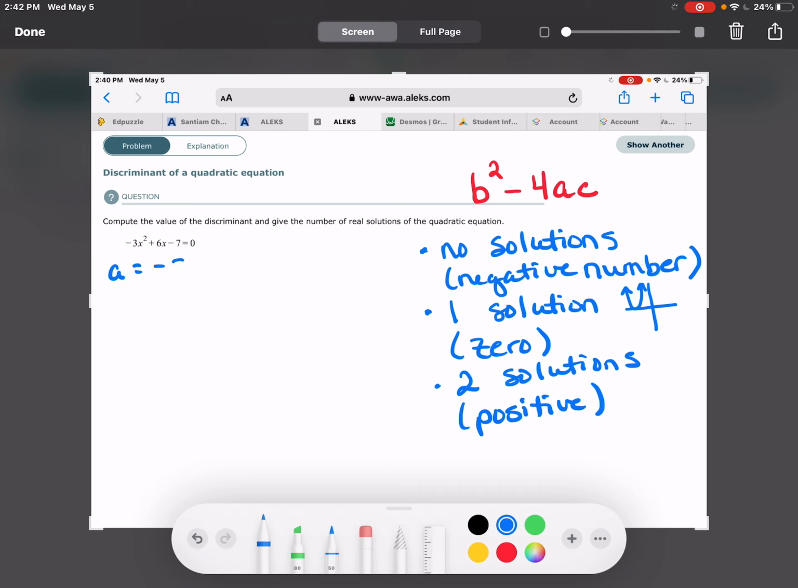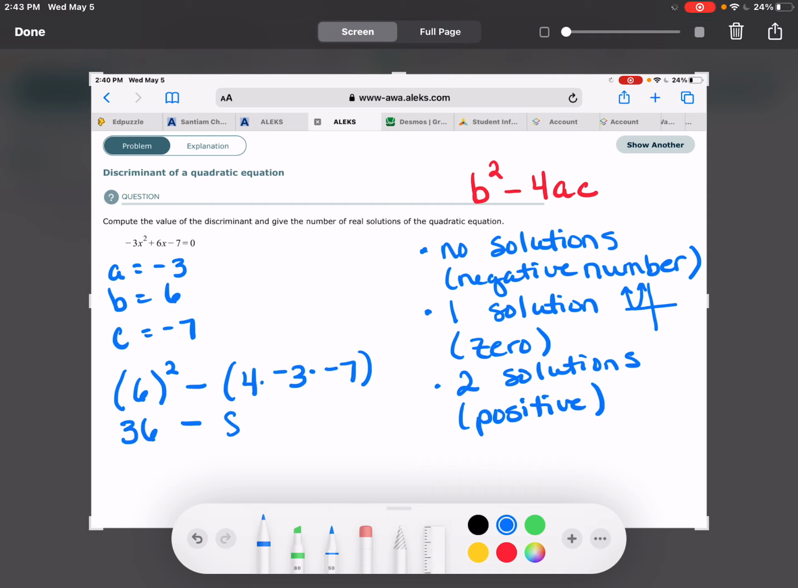All right, so in this case, all we have to do is look at the discriminant. A is -3, B is 6, and C is -7. So we are going to do this b squared, which would be 6 squared, minus 4 times a, which is -3, times c, which is -7. We have to be really careful with these negatives, but we have 36 minus 4 times -3 times -7. You can use a calculator. Gives me 84. And I get 36 minus 84 is going to be a negative number.